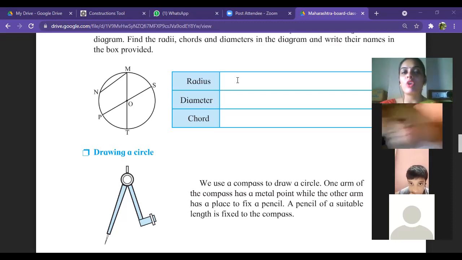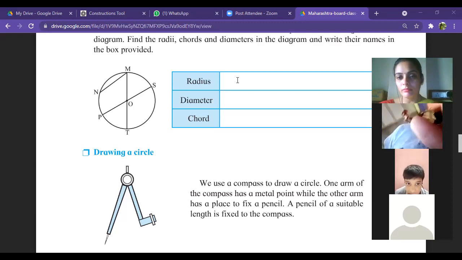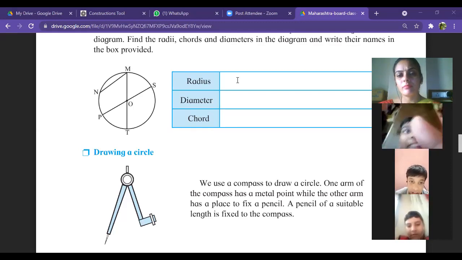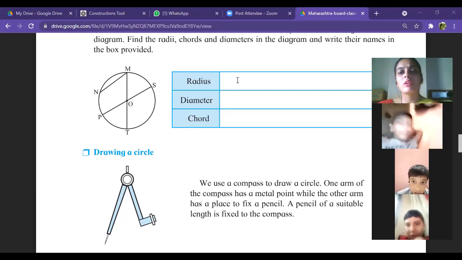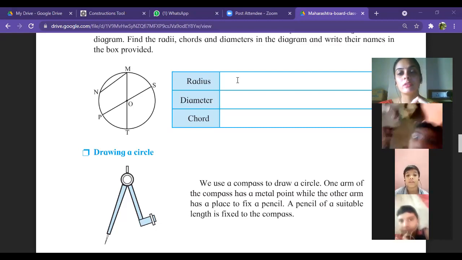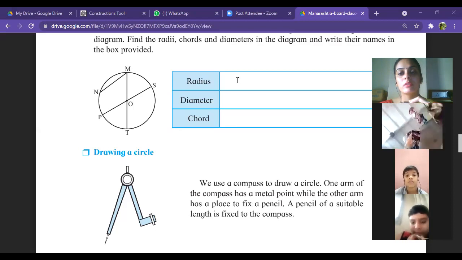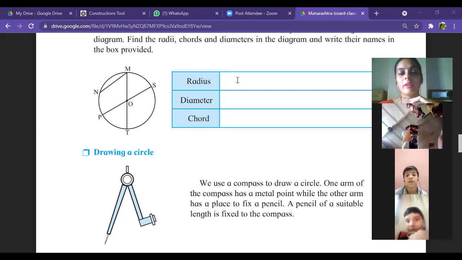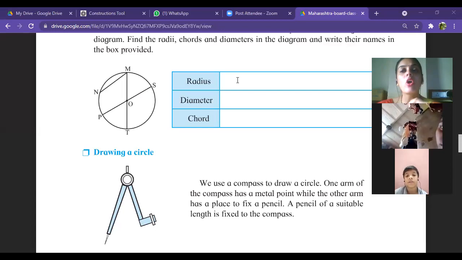Now, Bhavya, what is the chord over here? Bhavya. Your voice is very low. What is the chord over here? Okay. What is the chord over here? Kedar, tell me what is the chord. Teacher, N to N. Chord.